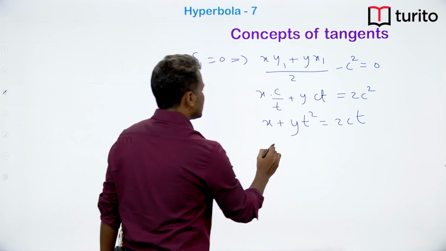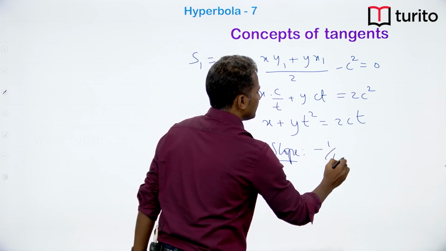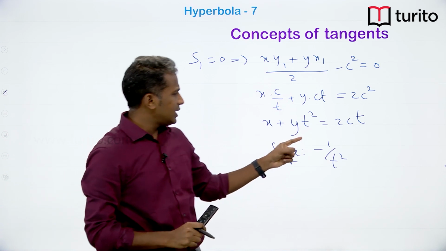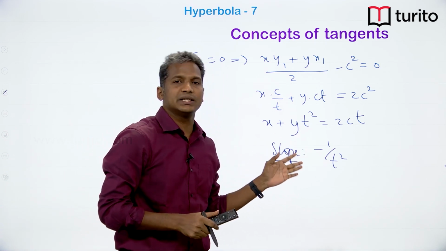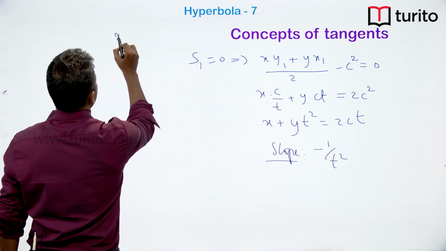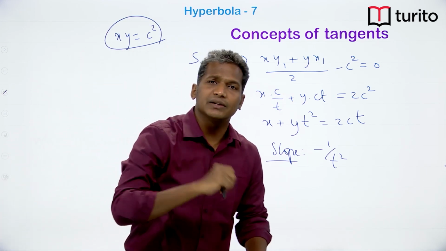Now here there is an interesting idea: if we get the slope, it is minus 1 by t square, and we know that t square is a positive quantity. So here the slope of tangents is always negative. So, for this curve, xy equal to c square, all tangents will have negative slope.